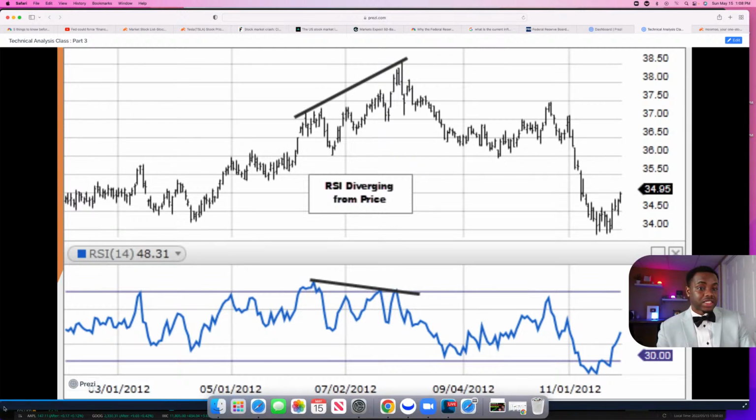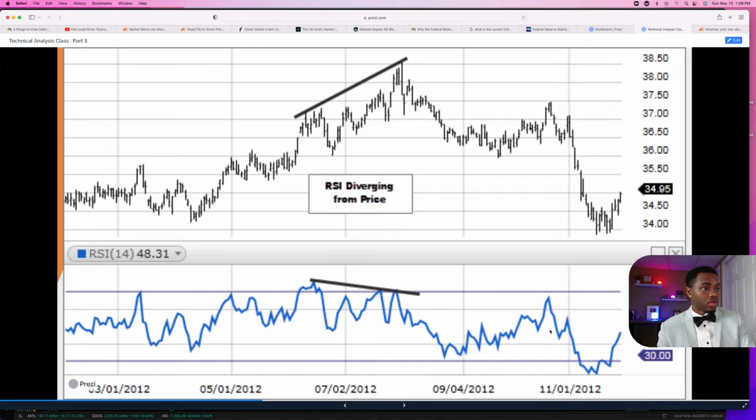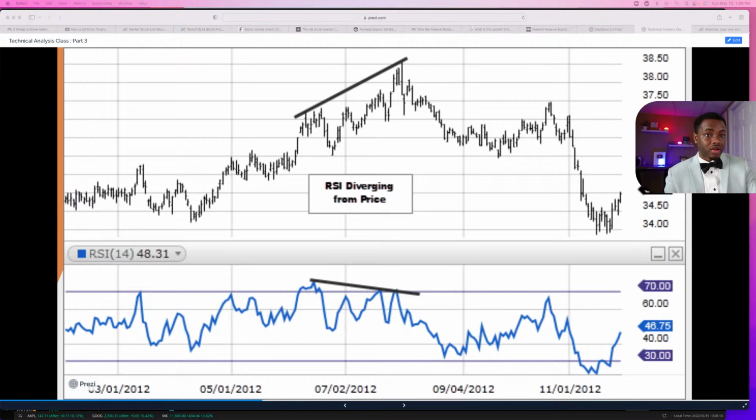Let me move myself on my screen. You can't see it too well. Let me move myself right here. Okay. So look over here. You see the 70 on the RSI. You see the 30. 70 means it's overbought. 30 means it's oversold.